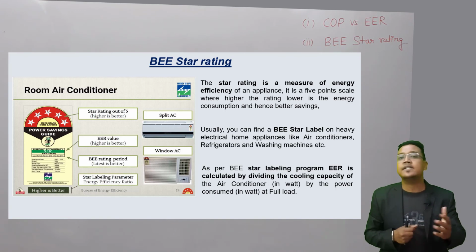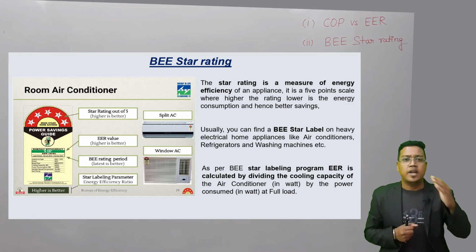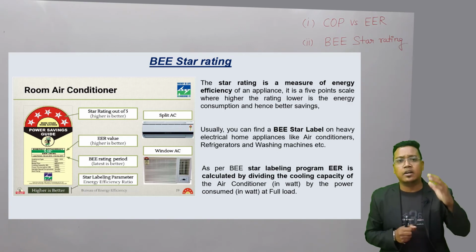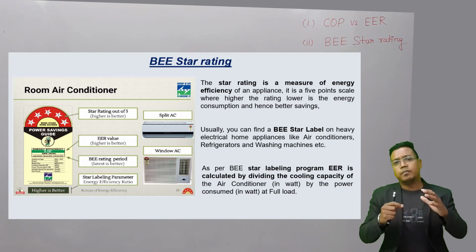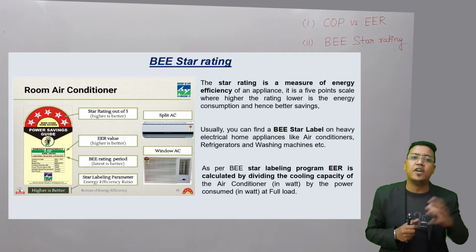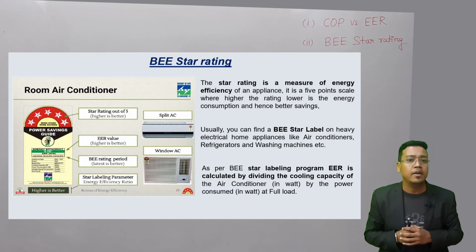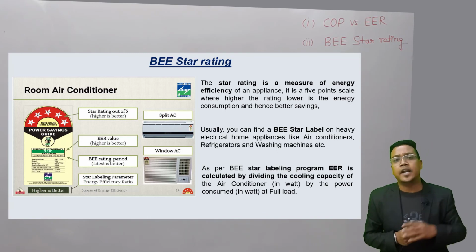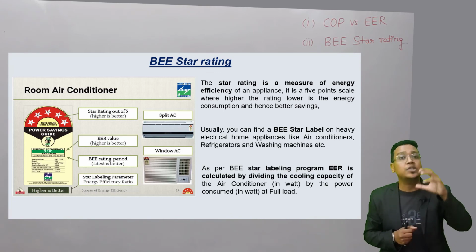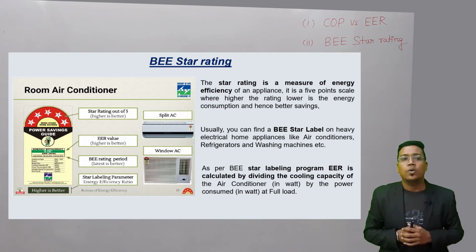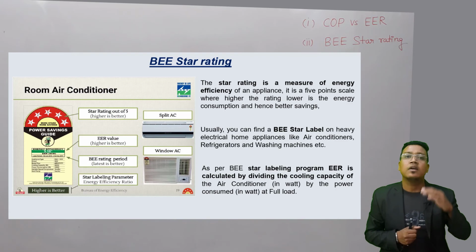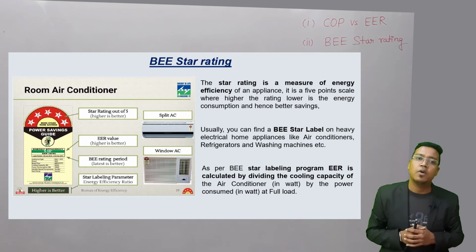So friends, in this video we have seen the difference between EER and COP. Then we have seen the BEE star rating. Now in the next video we will see the Carnot refrigerator and Carnot heat pump, because the maximum efficiency of a refrigerator or heat pump is that of the Carnot refrigerator or Carnot heat pump. That refrigerator and heat pump are based on the principle of the reverse Carnot cycle. So the reverse Carnot cycle, Carnot refrigerator and Carnot heat pump, we will see in the next video.